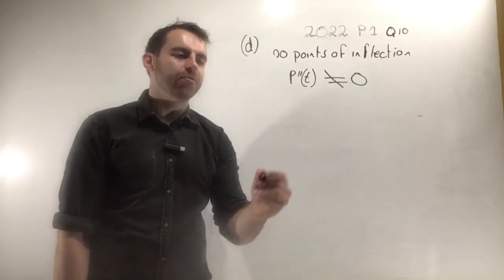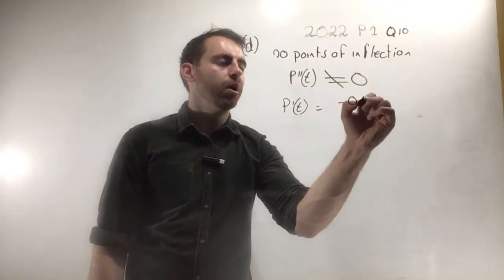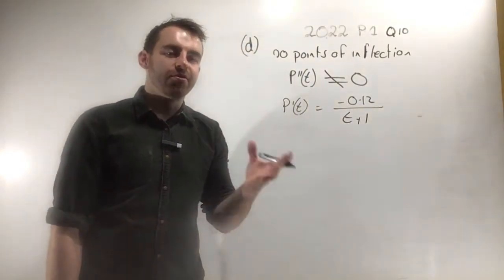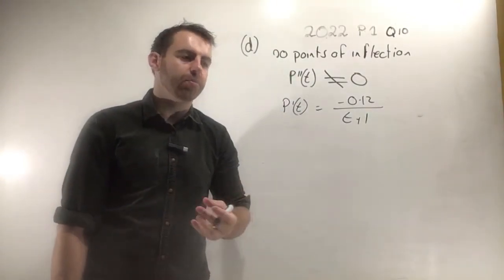So we already have the first derivative. From the previous part of the question, we know the first derivative is minus 0.12 over t plus 1. We need to differentiate this and prove that the second derivative can't be equal to 0.